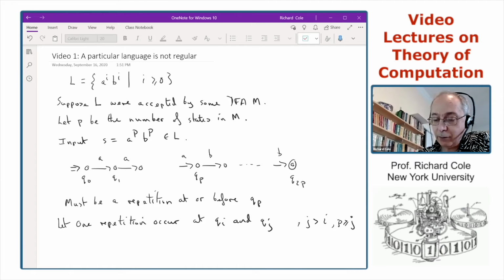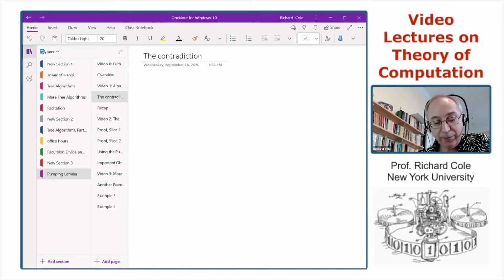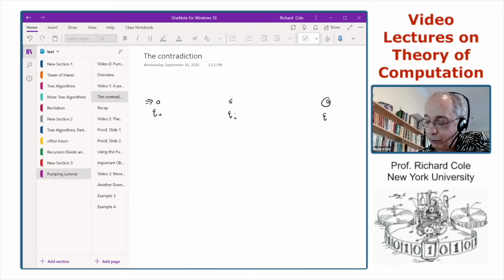Now I'm going to redraw this picture to emphasize the pieces that we have. So we start at Q0. At some point we get to Qi, which is where we have the repetition, and we end, of course, at Q2P. And Qi is the same state as Qj. So now looking at the sequence of states we go through and viewing this as a graph, we are going to read some i repetitions of A in going from Q0 to Qi.